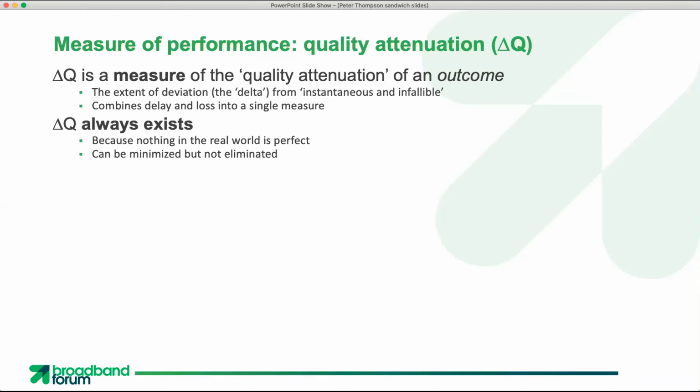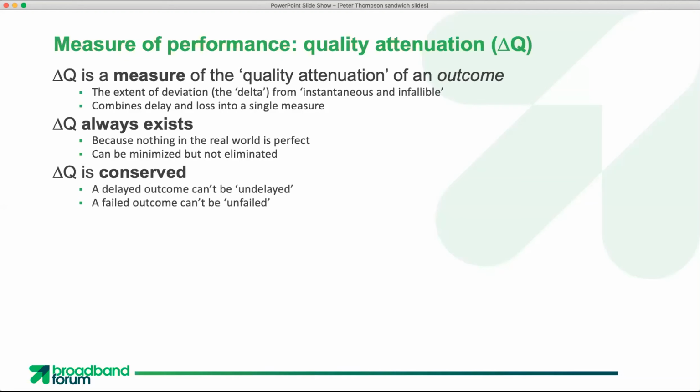So the second thing about it is this always exists because the real world is not perfect. There is always some deviation from instantaneous and infallible. It's something we can look to minimize, but we can't ever eliminate. It's conserved in the sense that if something gets delayed, you can't undelay it. There's no going back in time. And likewise, if something fails, you can't unfail it. You can do things like retry something, but in some ways that's a new thing. The original thing still failed, or the original packet was still lost.